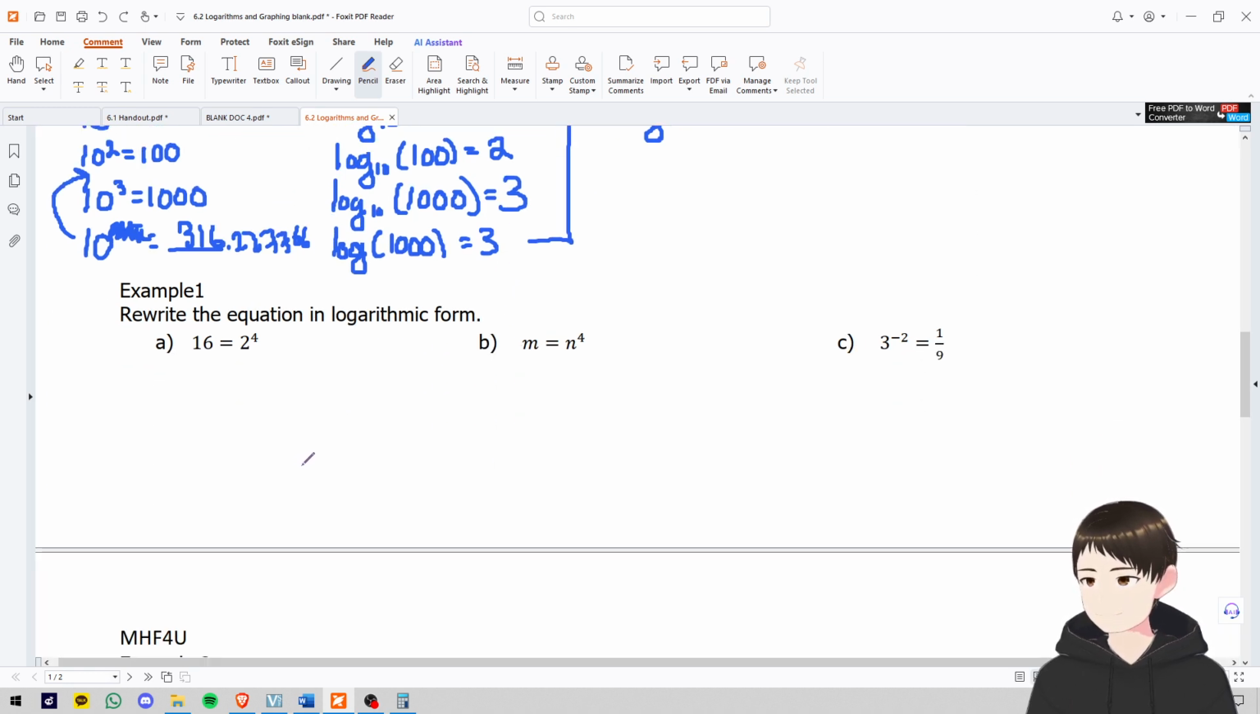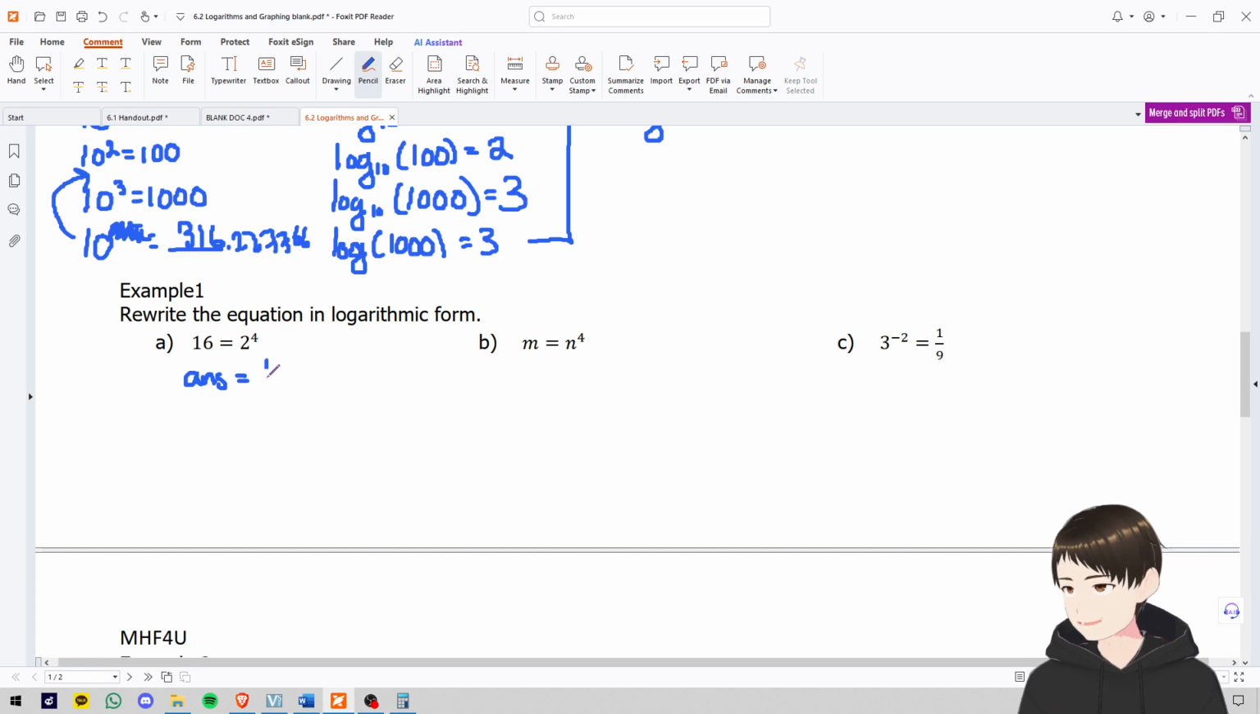Again, rewrite the equation in logarithmic form. Please just consider, okay, this is my answer, right? Your answer is equal to base to the power of some exponent. And so by logarithm, we would like log of the base. If this is my answer, this must have been my exponent.